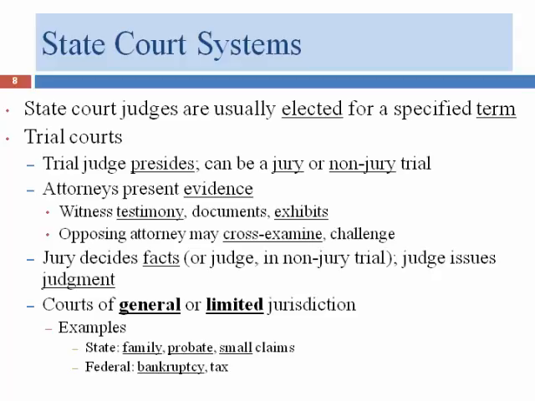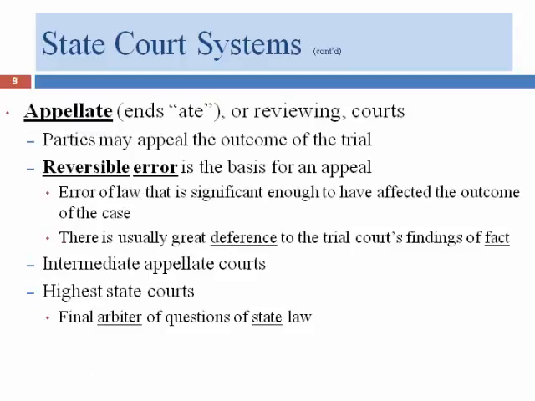We already talked about courts of general and limited jurisdiction. Here's some examples. We don't actually have these in Texas, but we do have small claims courts, JP courts. But these are some you'll find in some other states. Family law court, probate court, small claims court, which we call JP courts. Also, federal courts. By the way, for our small claims courts, the jurisdictional amount in Texas is $10,000. So any dispute under $10,000 will go to small claims or JP court. The federal court system has bankruptcy courts, tax courts. Those are courts of limited jurisdiction.